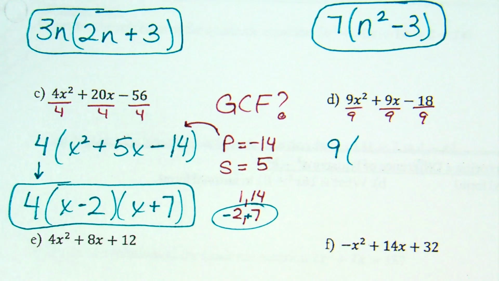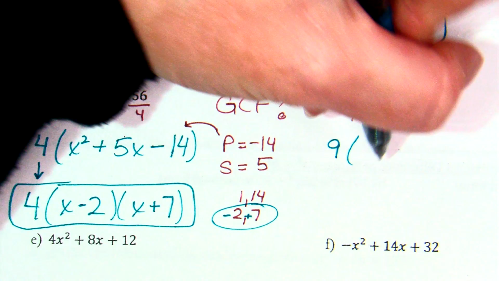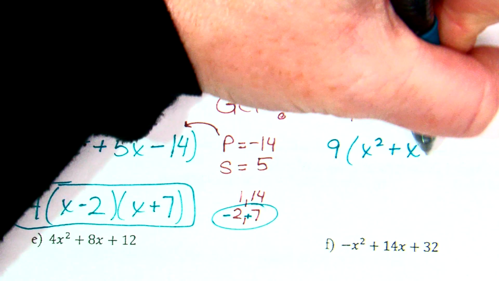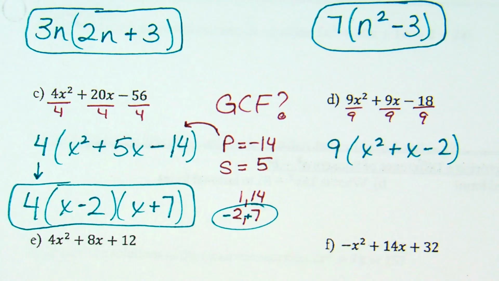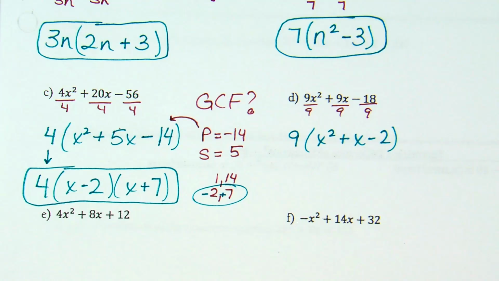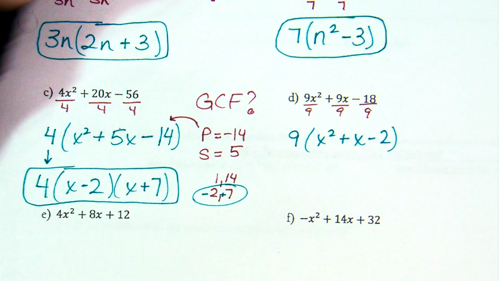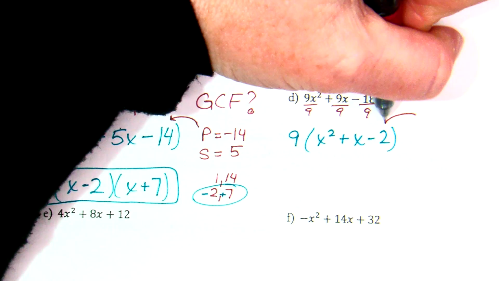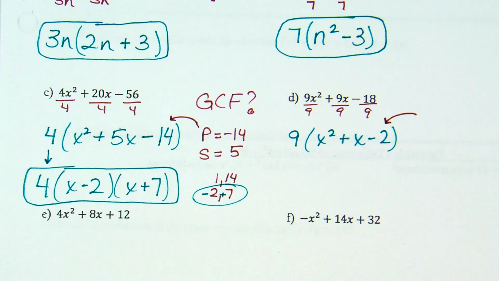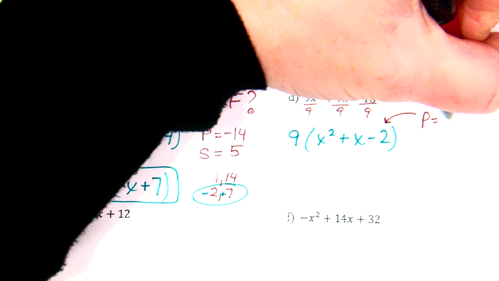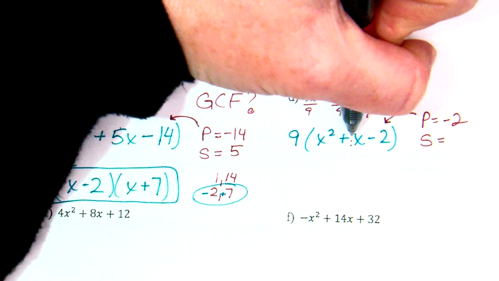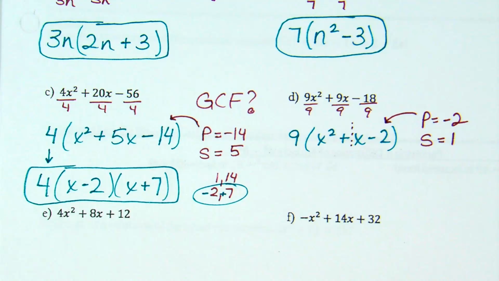Once I divide each term by 9, what remains? Okay, x squared plus x minus 2. My question to you: am I done? No. So, what should I check? You should check if there are numbers that multiply and have a sum. Check your product and sum. So a product of negative 2, a sum of the invisible 1. Just 1. Then we're not done.